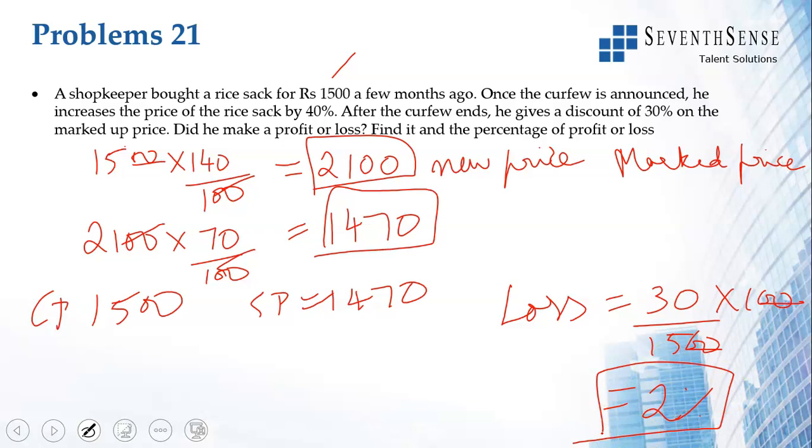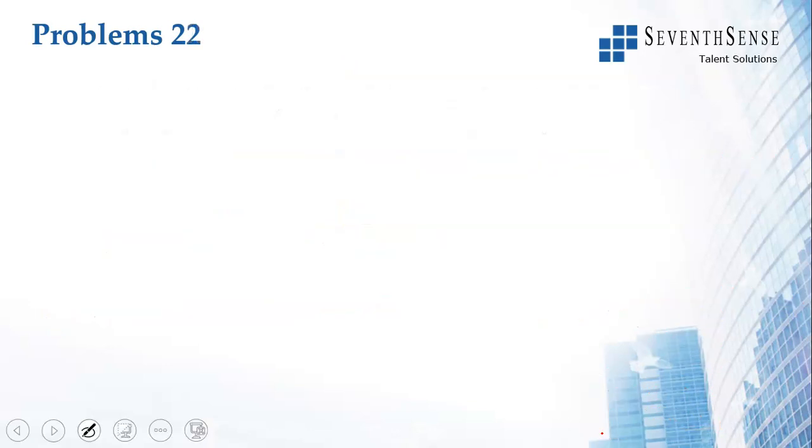Don't do 40% profit and 30% loss is 10% profit. That is wrong. You calculate the new price from the increase, and then from that new price you give a discount of 30%, calculate the ultimate price at which he's selling, look at the price at which he bought and look at the price at which he sold, see whether there is a profit or loss, and then calculate the profit or loss percentage. Next problem.